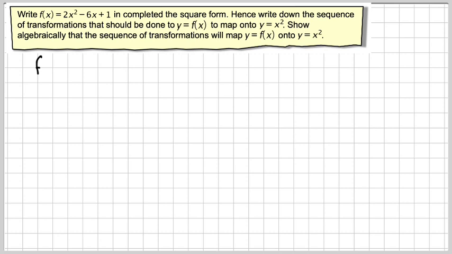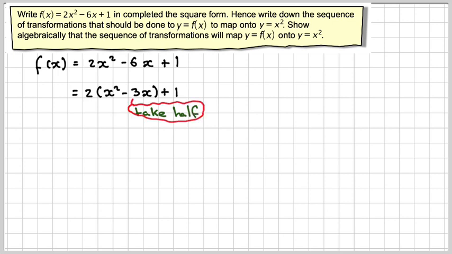Okay, so first step is to put this in completed the square form. I like to factorise out the 2 from the beginning of the first two terms only. Some people like to do it a slightly different method. That's fine. And then I've got brackets around that. Now, what I do now is take half of the minus 3. Okay, and I'm going to have 2 brackets x minus 3 over 2, close bracket squared, plus 1.